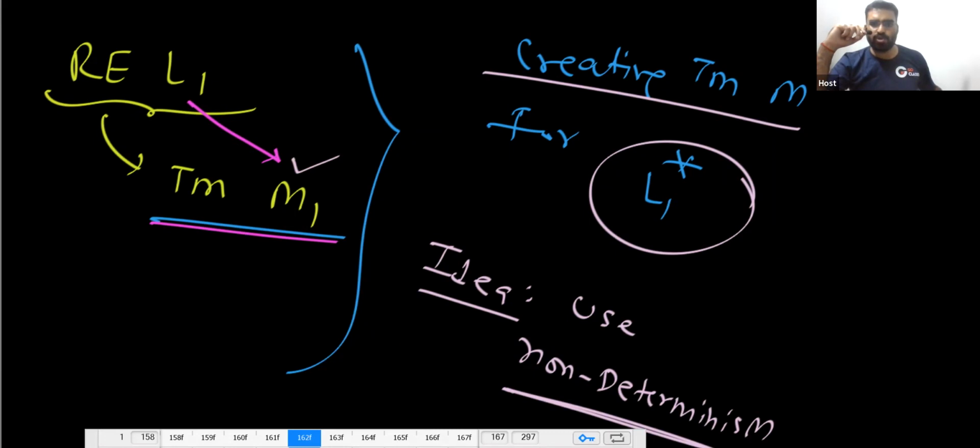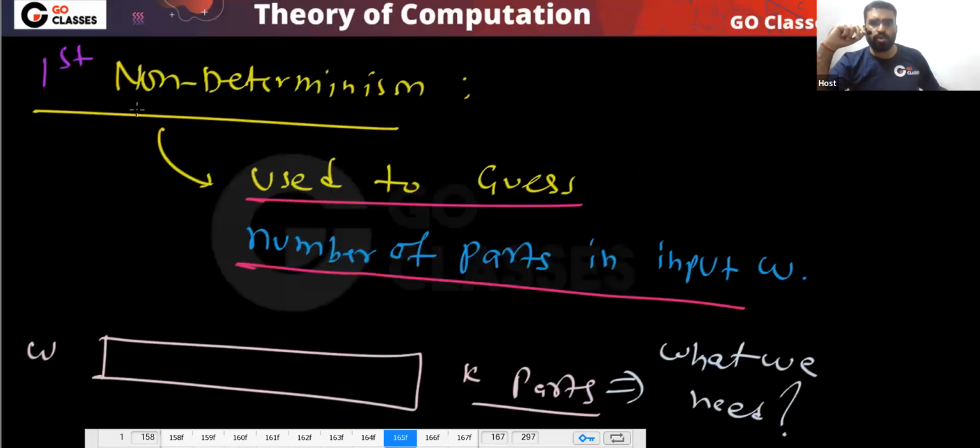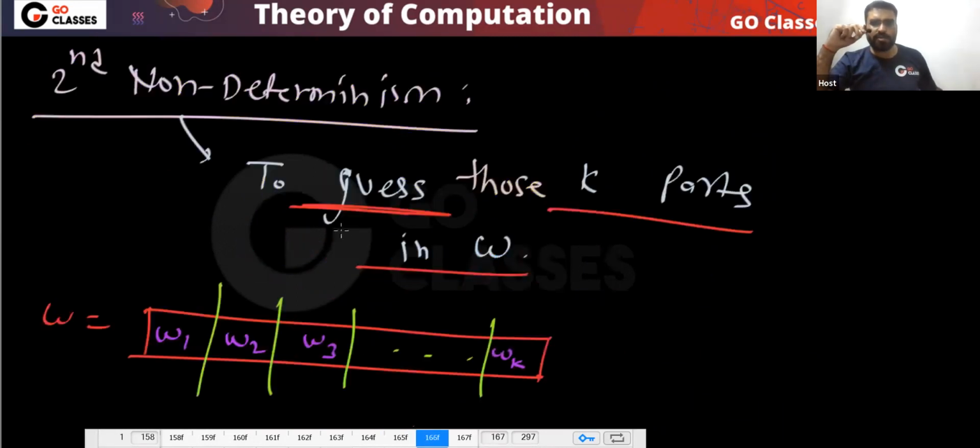So we will use non-determinism. We will use two non-determinisms. The first non-determinism is to guess the number of parts. What is the number of parts? Then the second non-determinism is to guess the exact parts, those k parts. Then we will check.